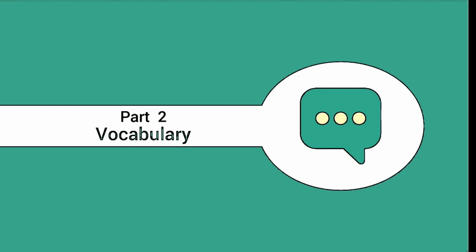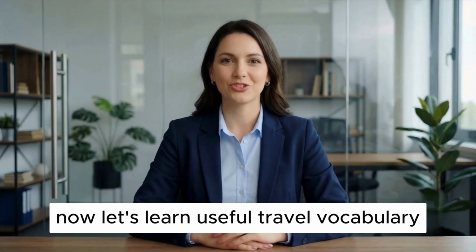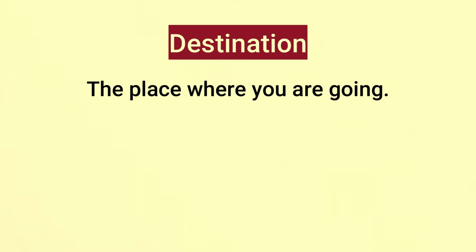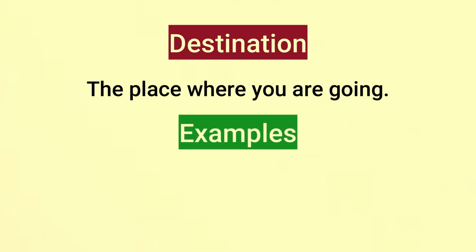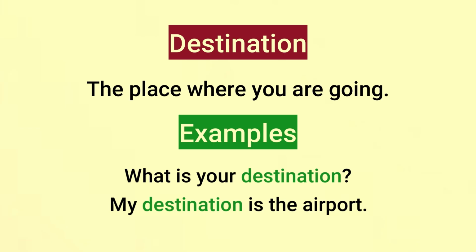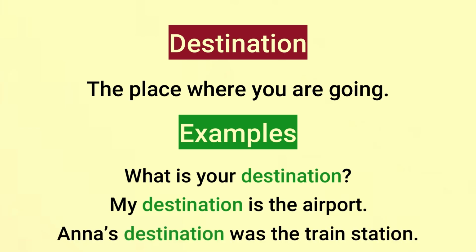Part 2. Vocabulary. Now let's learn useful travel vocabulary from the conversation. Destination. The place where you are going. Examples. What is your destination? My destination is the airport. Anna's destination was the train station.